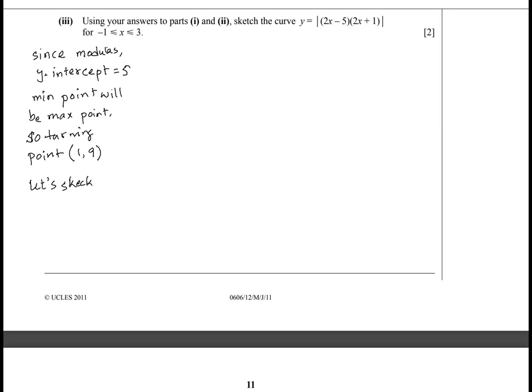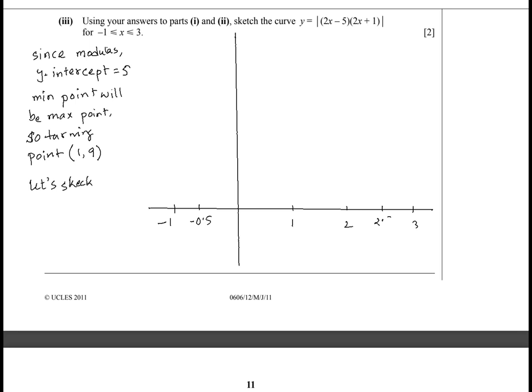Now let's start sketching. At first we need to draw the x-axis. So let's draw the x-axis. Okay, I have drawn the x-axis. Now I need to draw the y-axis. So let's draw the y-axis here. Okay, so the y-axis is done. Let's put some values again. Minus 1, minus 0.5. Then on the right side of the y-axis, 1, 2 and 3. We need 2.5 as well.